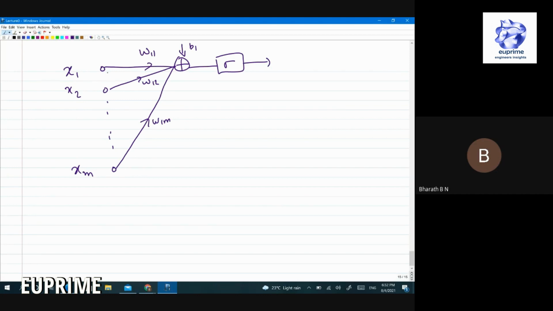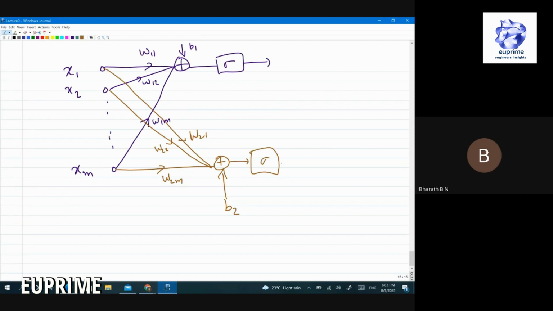And now what do you have? I have another, right? So I have to write maybe one more like this. So what are these? This is W21, W22, and this is W2m. Okay, and you add a bias B2, and then you have a sigma. Well, you have the output.